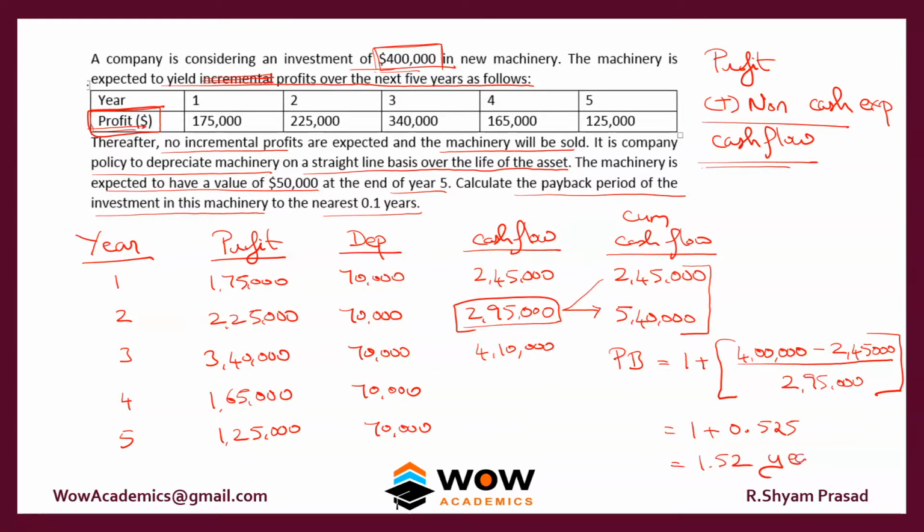So it's 1.52 years. The answer requires you to put it in 0.1 years, so after the decimal they need just one number, and we have taken even two numbers. So that's about the answer. First work out and solve this part. The answer comes to 1,55,000, then divided by 2,95,000. So you got the answer. The payback is 1.5 years.